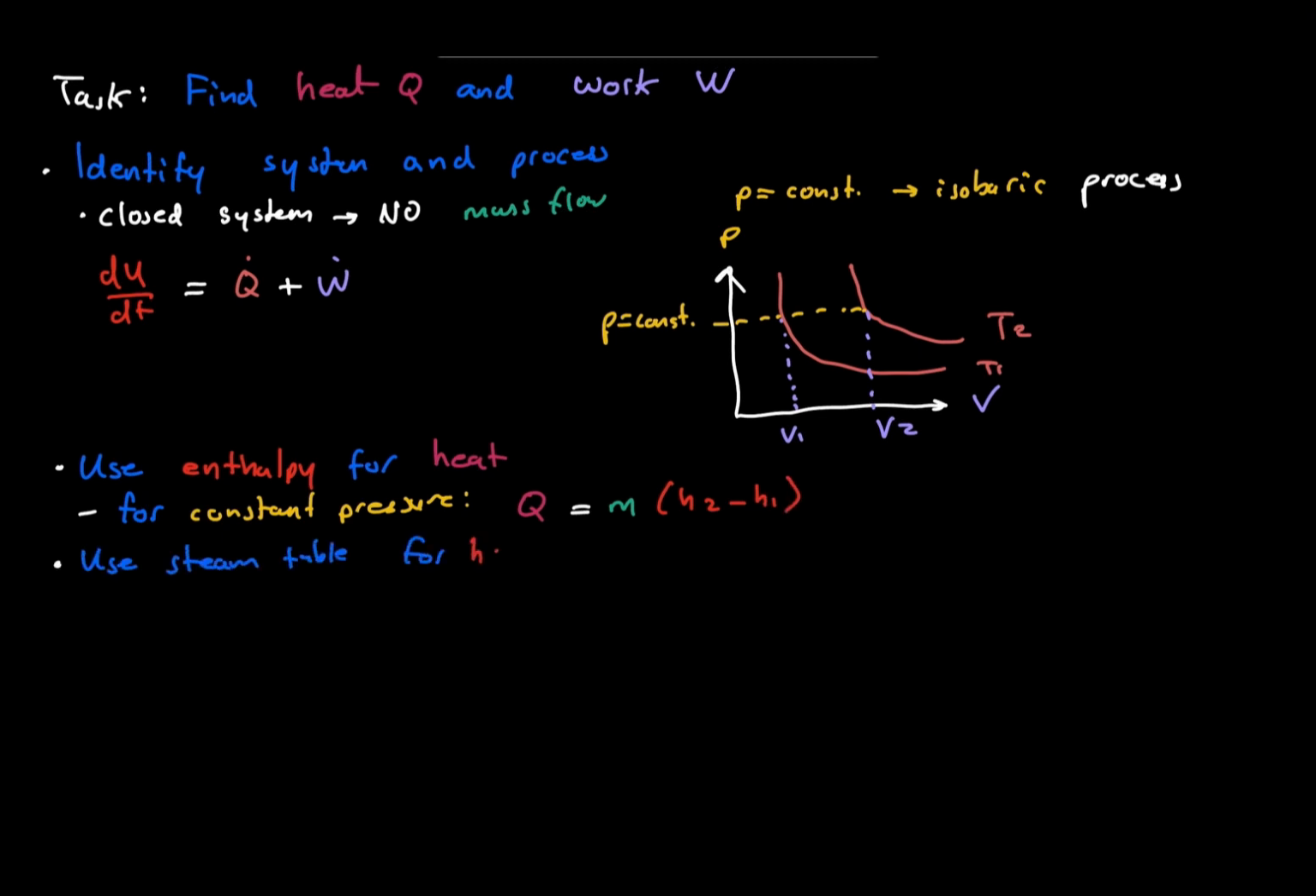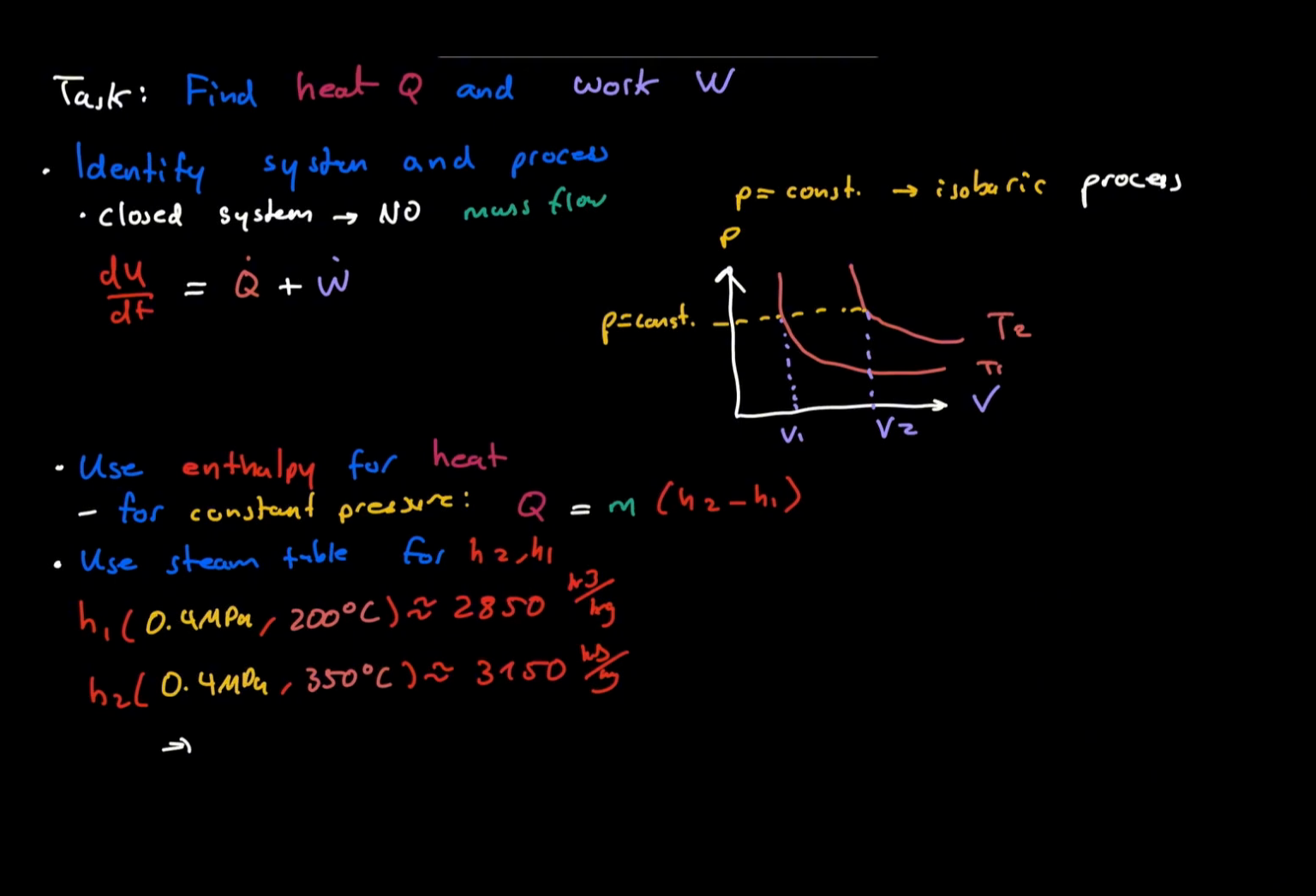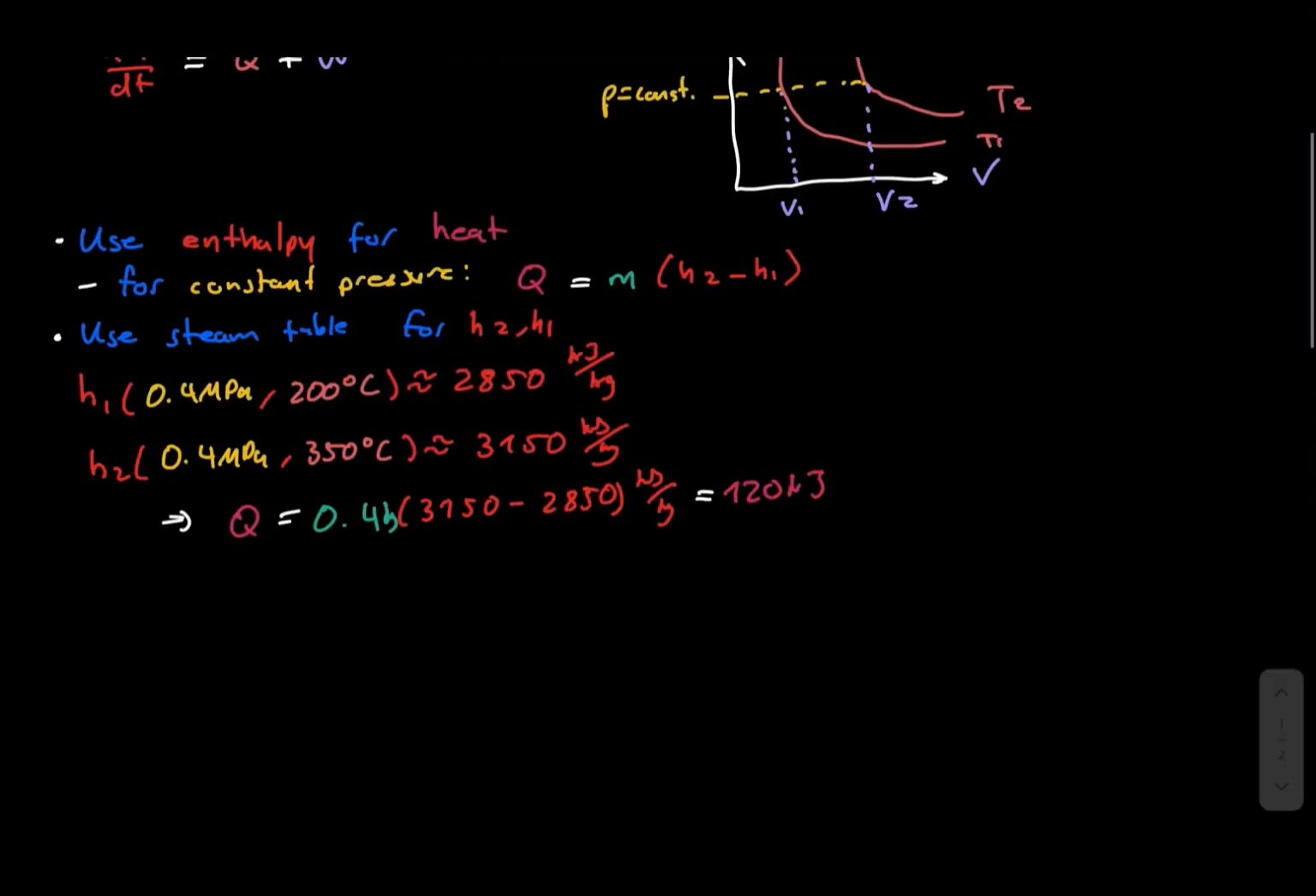We read the enthalpy values from the steam tables at the initial and final temperatures. These values are not calculated here. They are taken directly from the tables. Then, we multiply the mass by the difference in enthalpy. This gives us the heat added to the system.